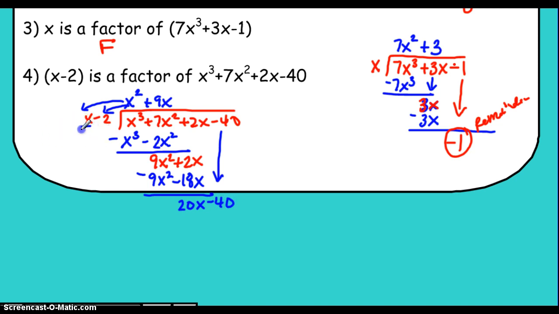So that's my question again. X times what gives me 20x? Well, x times 20. So 20 times x is 20x. 20 times negative 2 is negative 40. I'm left with a remainder of 0. So is this a factor since my remainder is 0? True. Yes, this is a factor.